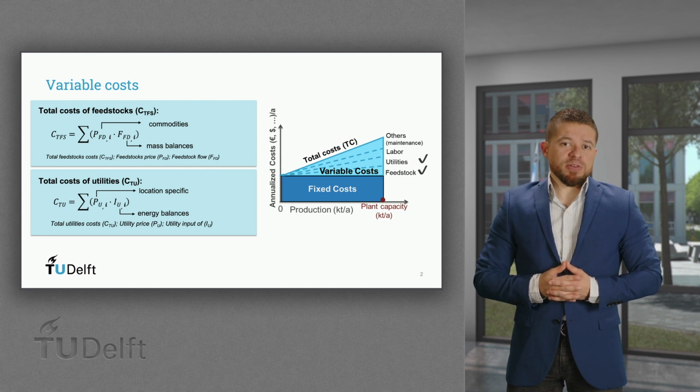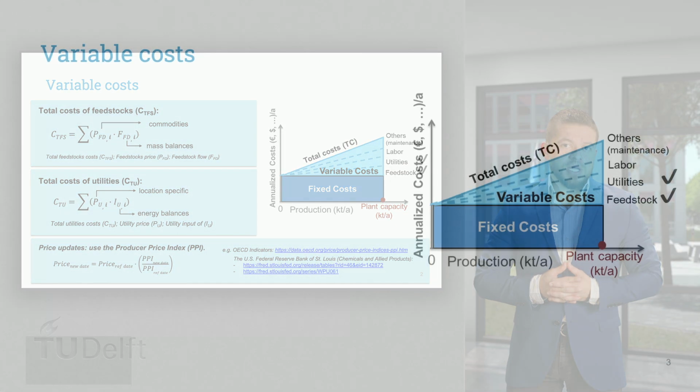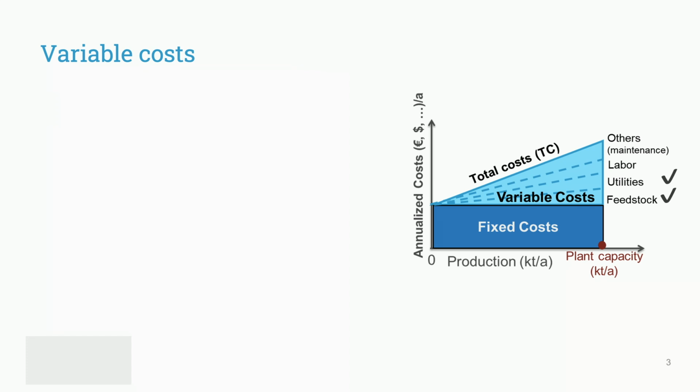As discussed in the previous lecture, prices might be available for previous years, but our data and calculations should be on the same time point for a consistent economic analysis. Outdated prices can be corrected to current levels by using the producer price index. You can check those websites in the slide for price corrections by countries or for specific chemical commodities.